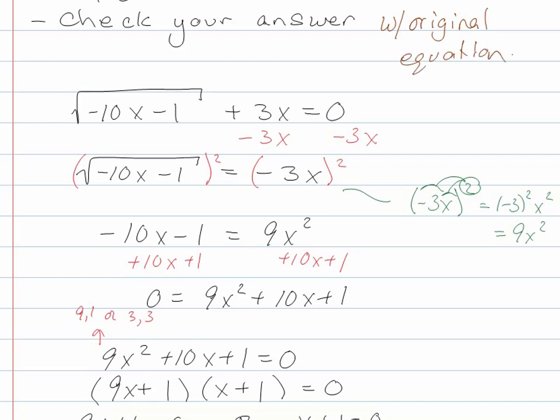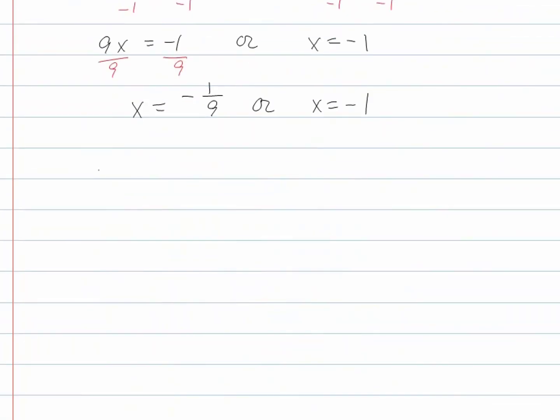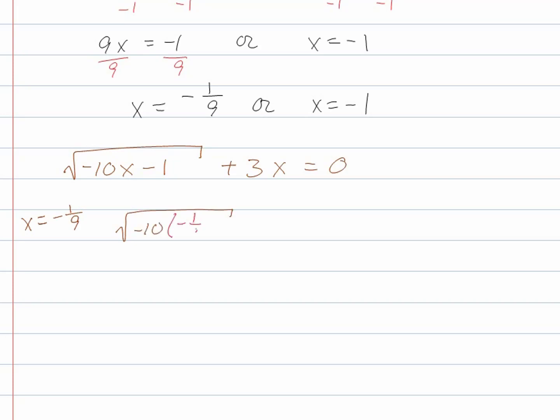Okay, so my original equation was the square root of negative 10x minus 1, plus 3x is 0. So I want to plug in each one of these and see if it works. So let's check this one. So I've got the square root of negative 10 times negative 1/9, minus 1, plus 3 times negative 1/9, and I want to know, does that equal 0?